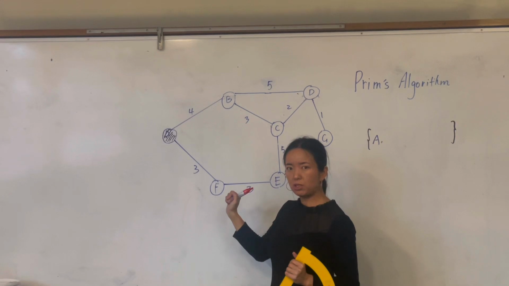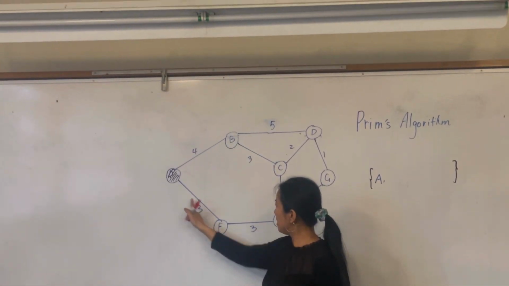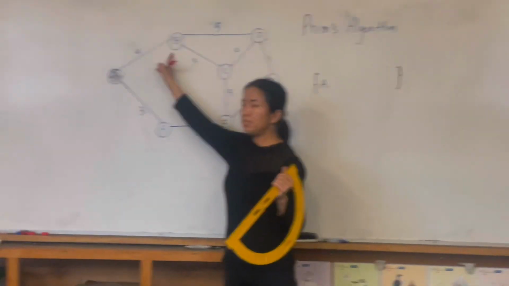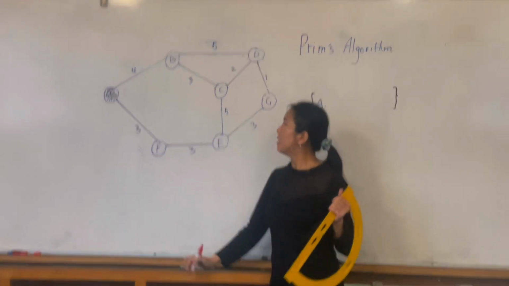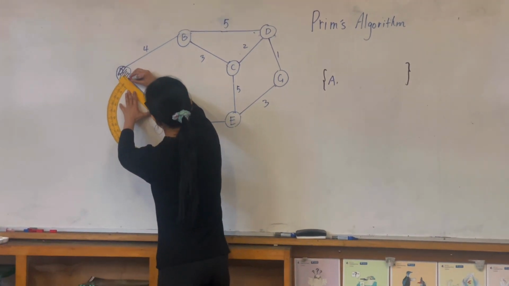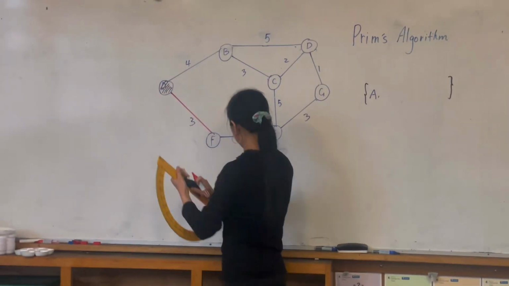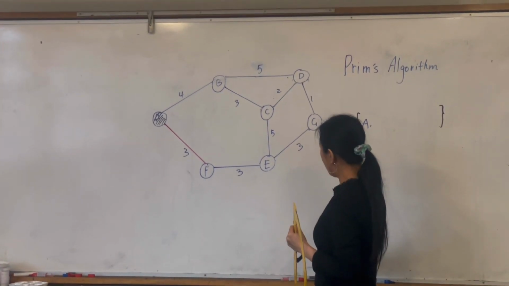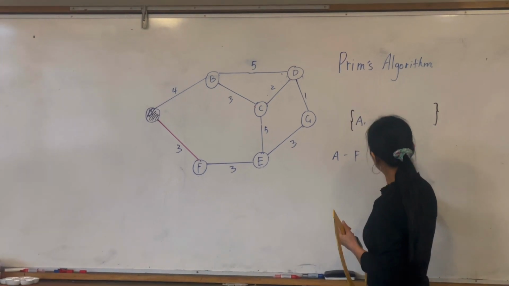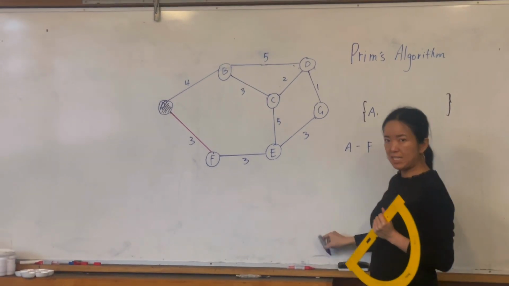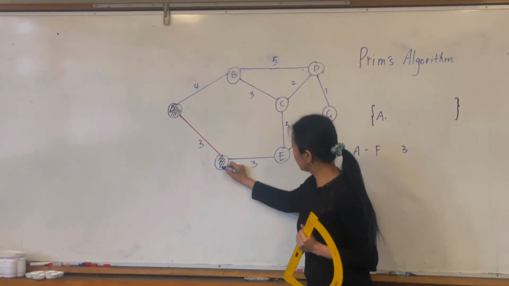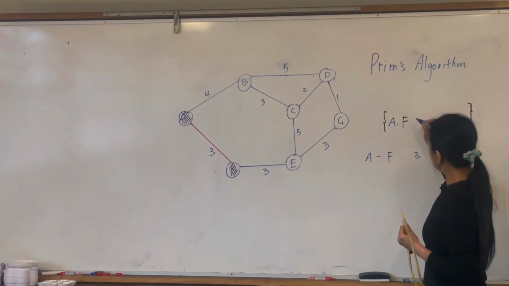Now let's check the paths connected to the node A. Which path is shorter? There are only two paths, AB or AF. Obviously, the weight 3 is smaller than weight 4. So I will connect the path AF because it is shorter. Now I can put the path name AF here. Then I update the second node I visited, which is F.